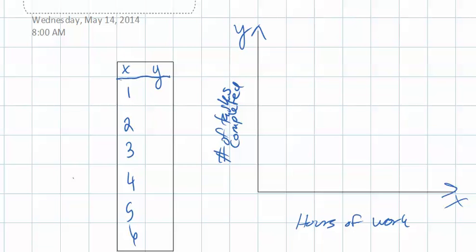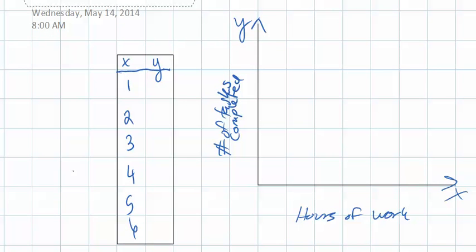Hi, in this video we're going to learn how to construct a scatter plot and use the mean point method in order to draw the line of best fit. Okay, so let's say I have some data here.